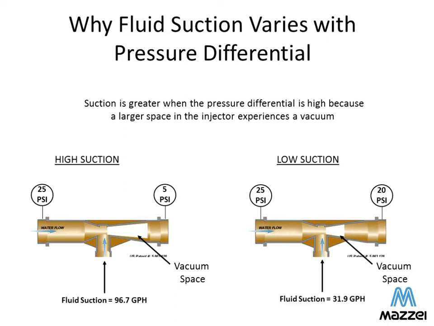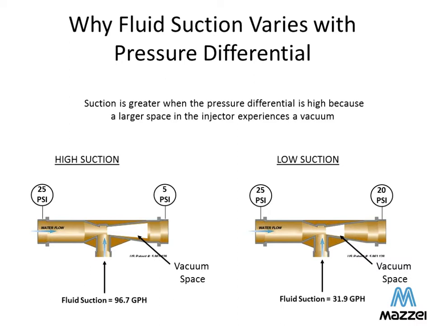The example on the left demonstrates a high suction case where you have 25 psi inlet or 5 psi outlet pressure as an example. That is a greater pressure differential than the case on the right, which is a low suction case. 25 psi inlet pressure and 20 psi outlet pressure. Notice that the amount of vacuum space available to draw in the fluid is greater when you have greater pressure differential and less when you have lower pressure differential.